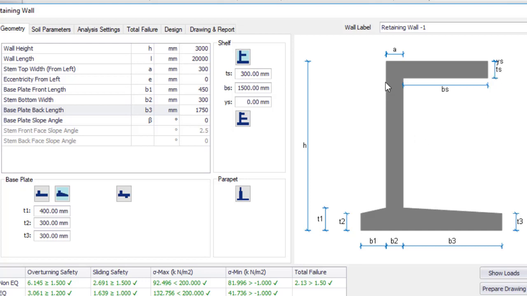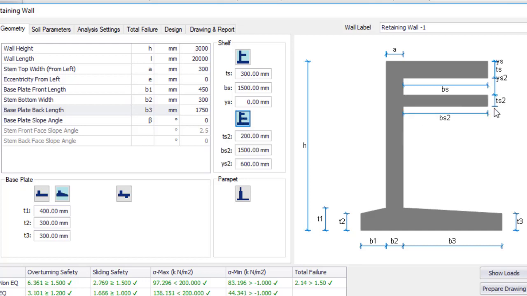At times you may want to have a cantilever. So you may need a wall, then have a slab, then at the top of this shelf you may have a parapet wall. If you need a parapet wall, this is where you click on. So what if you need 2 shelves instead of 1 shelf? You have to click here. You see there's another shelf here.